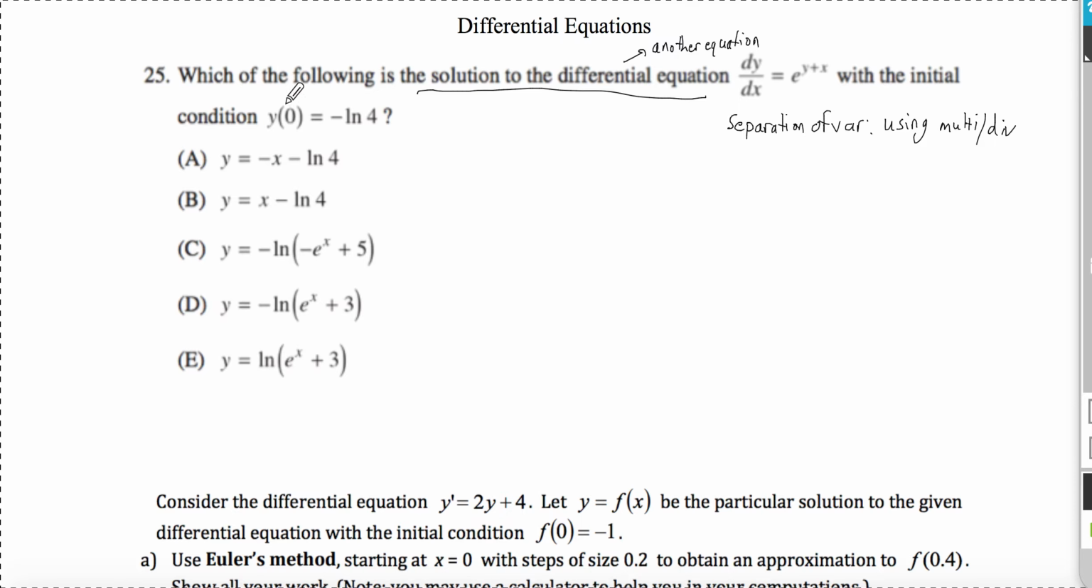Our initial condition here is x is 0, y is negative natural log of 4. So it's also important to remember and make sure you understand what the initial condition corresponds to.